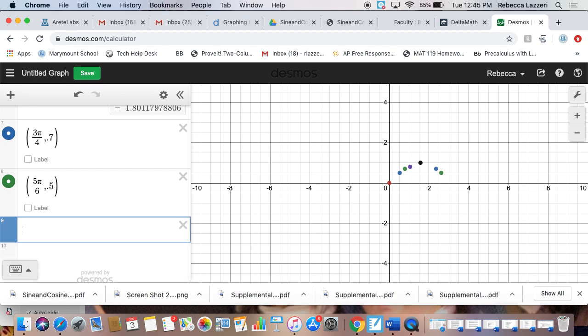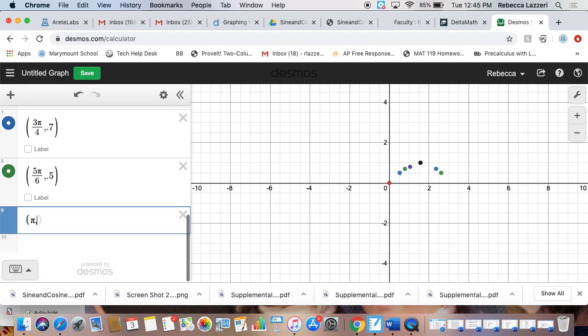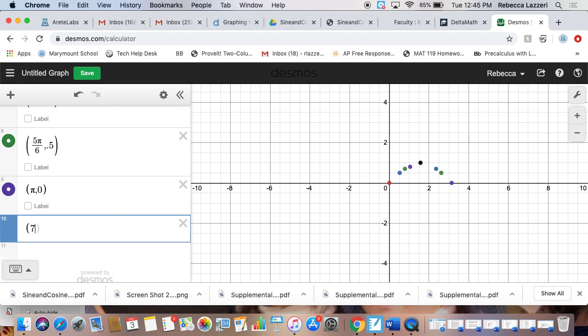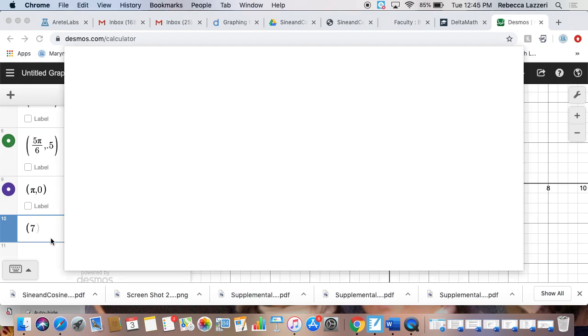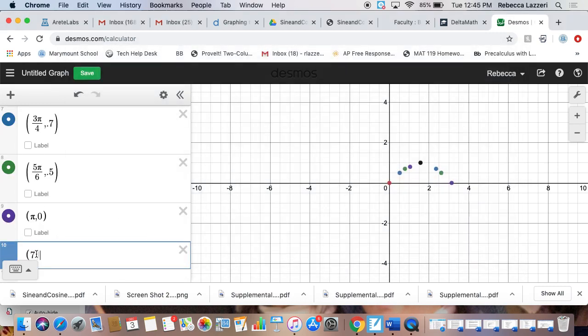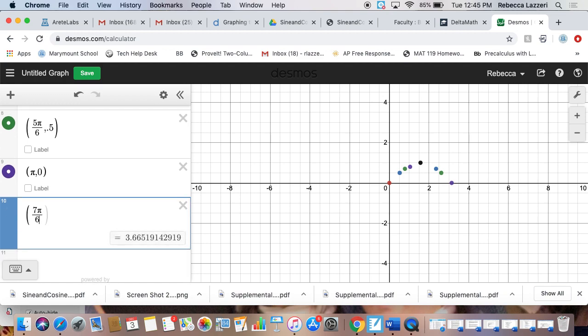Okay, and pi, 0. All right, 7 pi over 6, negative 0.5.